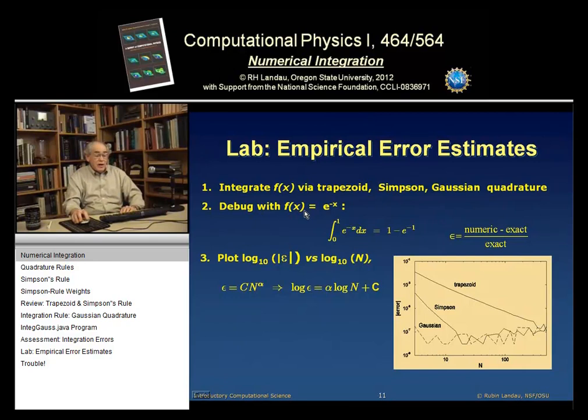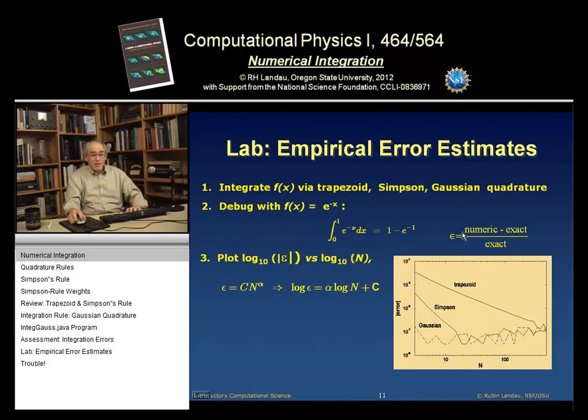So here, when we tried with e to the minus x, I'd suggest x squared times e to the minus x also. Calculate the function from 0 to 1. The answer should be 1 minus e to the minus 1. Calculate the relative error, numeric minus exact over exact. Take the absolute value of that and take the logarithm of the absolute value. Has to be the absolute value because the logarithm of a negative number does not make the computer happy.